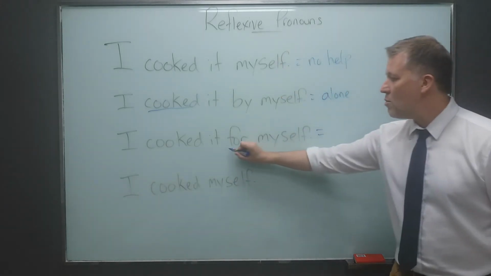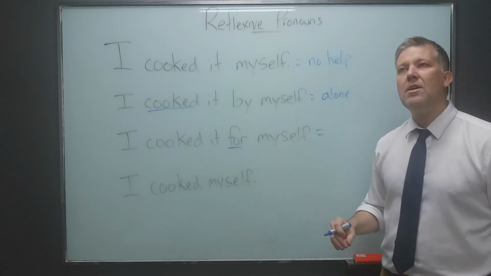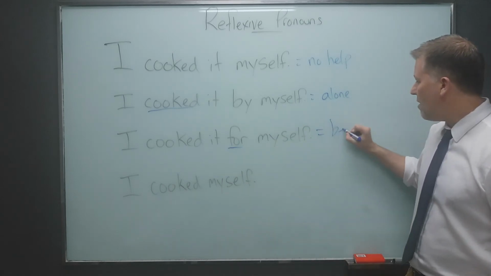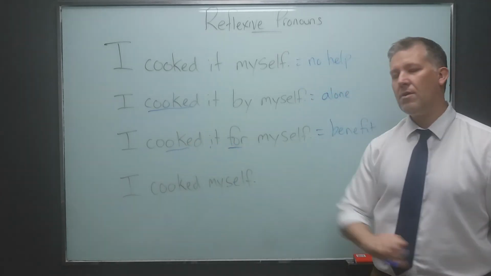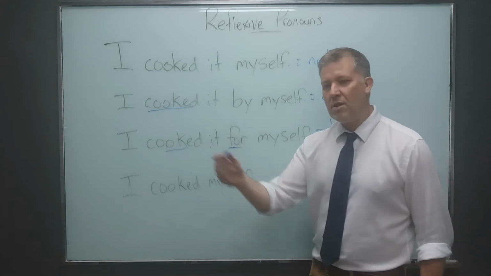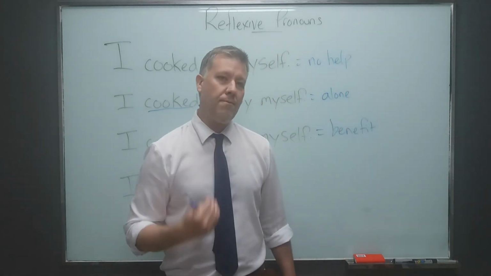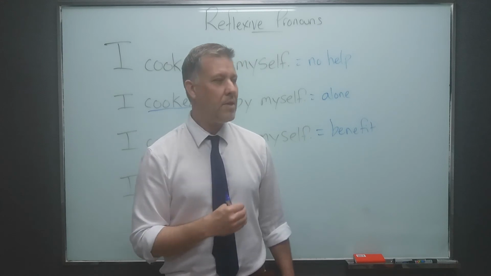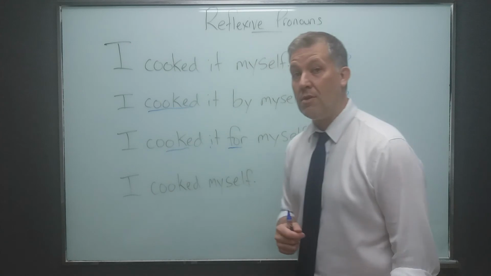And then we have, I cooked it for myself. Now again, when we use for, that means I, or myself here, is receiving some benefit from this action of cooking something, okay? So that means I cooked it, and the benefit is I did it for myself. I ate the food I cooked. So I probably didn't have a dinner party. There were no guests in my house I was cooking for.